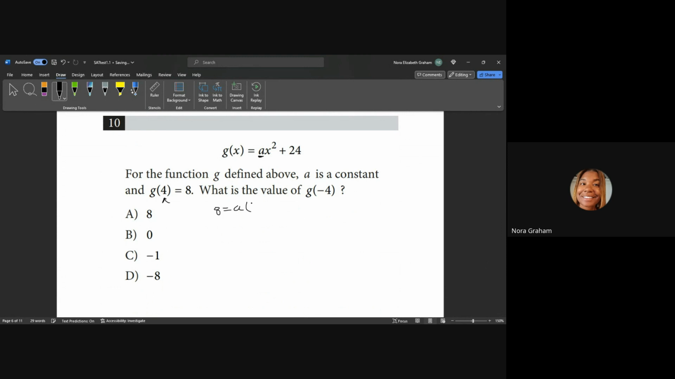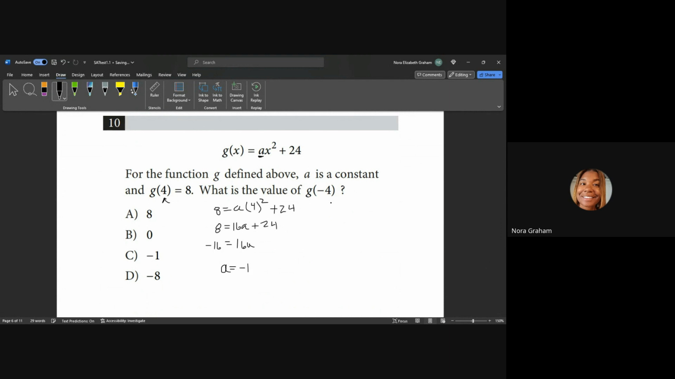Everywhere I see an x, because this represents what's getting plugged into my function, I have 4 squared plus 24. Then I'm going to have 16a, because 4 squared is 16. Then I'm going to subtract that 24 from both sides. When I subtract that 24 from both sides, I get negative 16 equals 16a. I divide both sides by 16 so I can isolate my a. I'm going to get a is equal to negative 1.